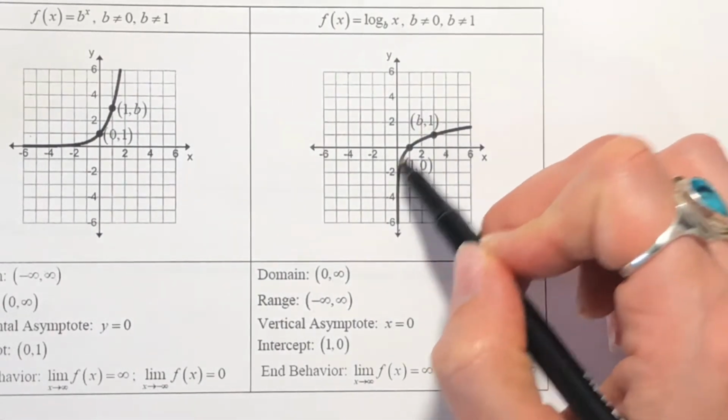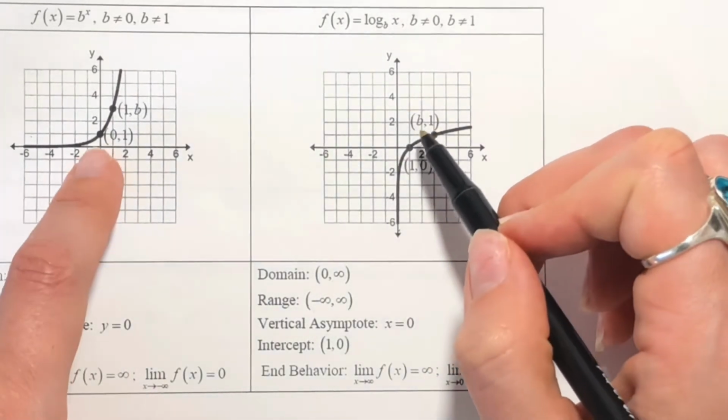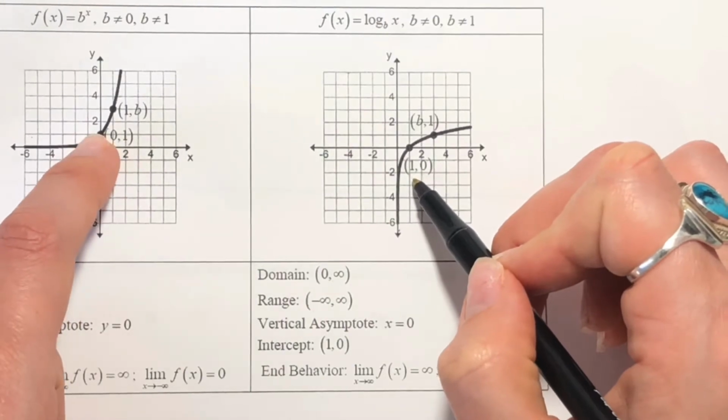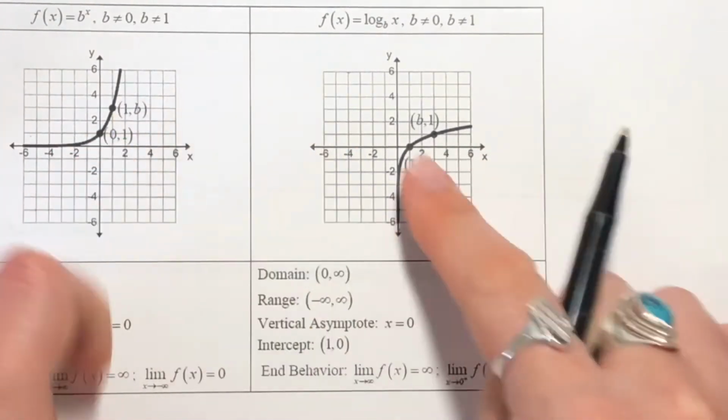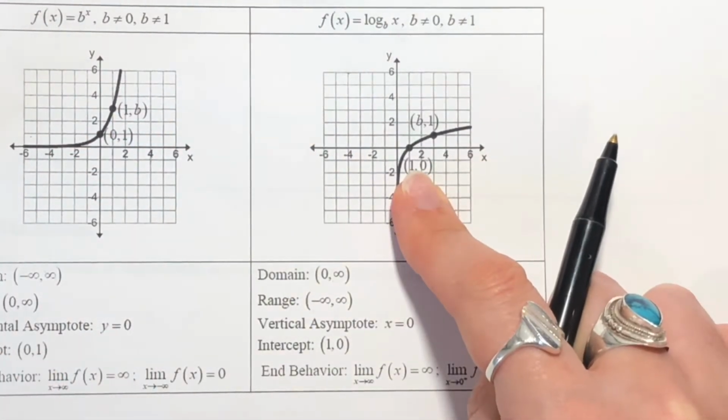Some points to help you graph on this one, really similar to over here, but instead of a point being at (0, 1), again, they're inverses, so we flip them. This one will be at (1, 0).